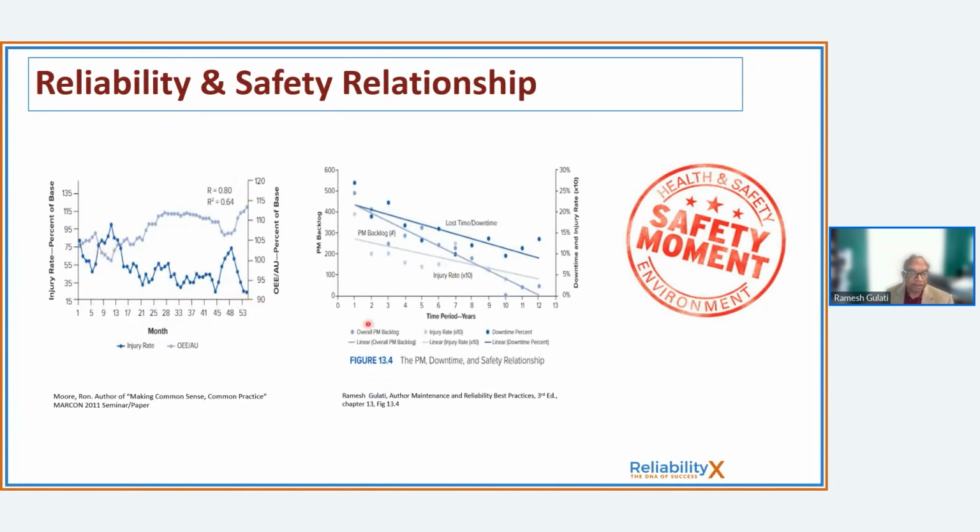The right side is data from my place where I used to work, showing that as your PM compliance gets better or PM backlog goes down, your downtime goes down, and your injury rate goes down too. And this is not just one year, this is 12 years of data.